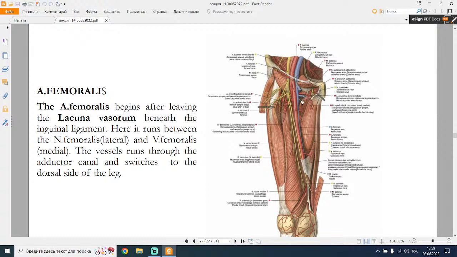Here it runs between the nervus femoralis laterally and the vena femoralis medially; between them lies the arteria femoralis. The vessels run through the adductor canal and switch to the dorsal side of the leg. Canalis adductorius. Arteria femoralis passes through the canalis adductorius.